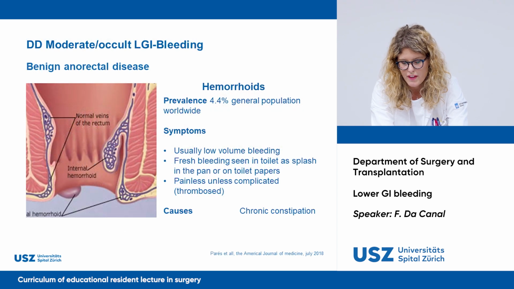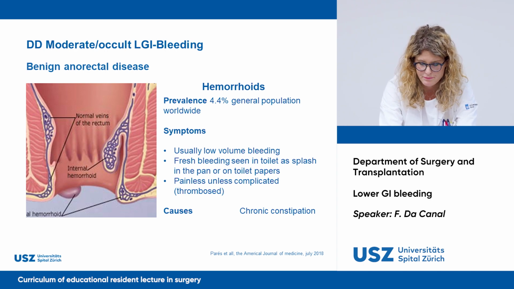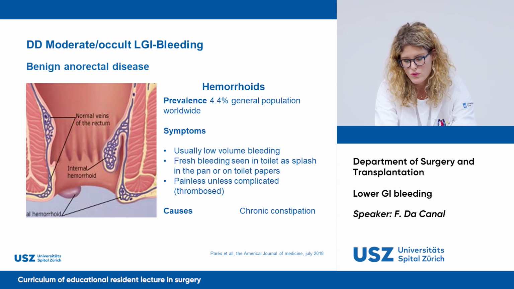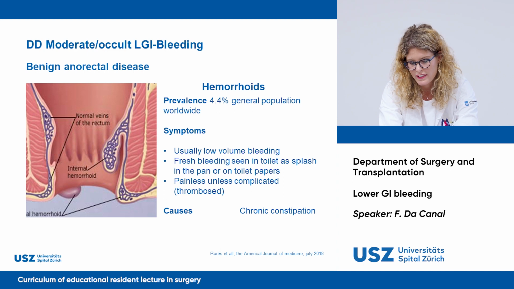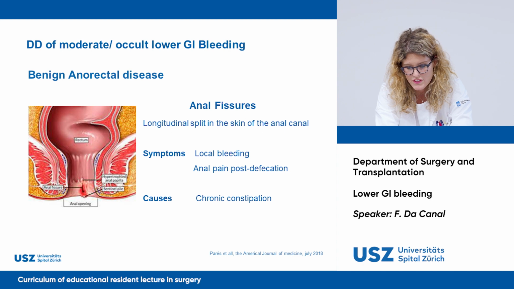The prevalence of hemorrhoids is about 4.4% in the general population worldwide, and that's why hemorrhoids are one of the most common causes of lower GI bleeding. Usually low volume, fresh bleeding is seen in the toilet as a splash in the pan or on toilet paper. They are generally caused by chronic constipation. Anal fissures are usually longitudinal splits in the skin of the anal canal, presenting with painful defecation, with streaks of fresh blood over the stool.